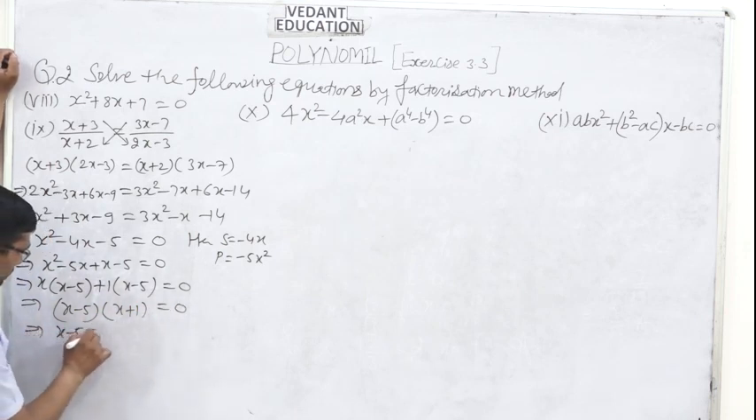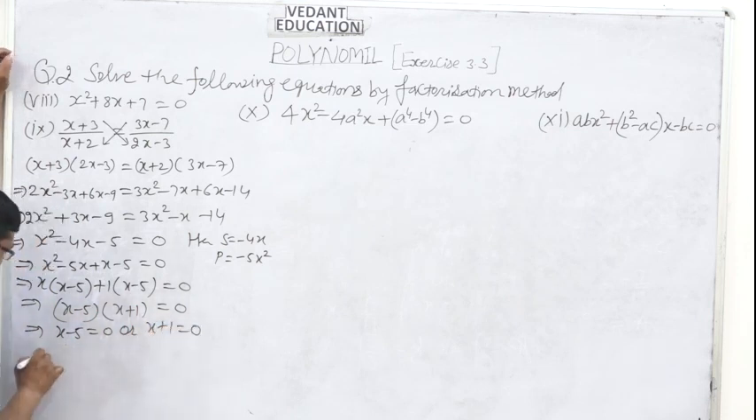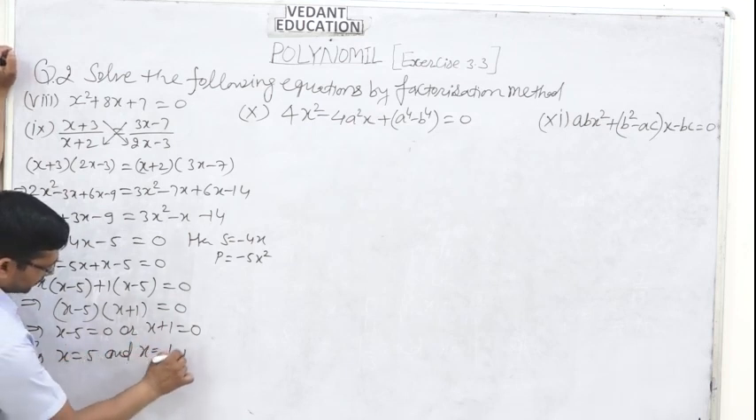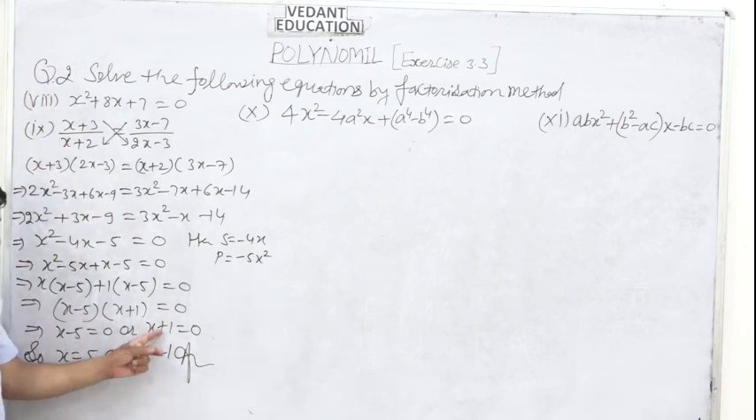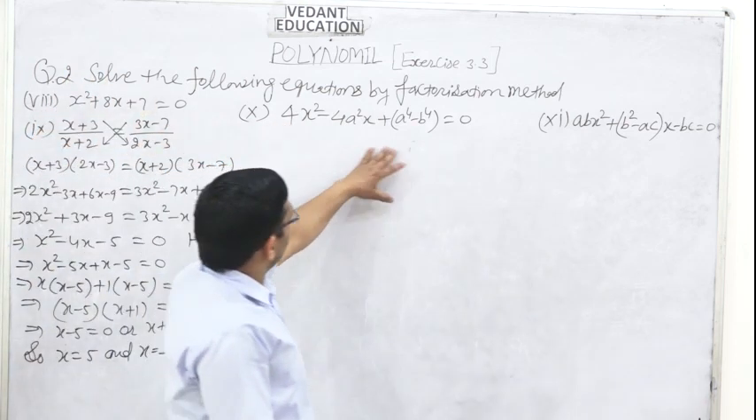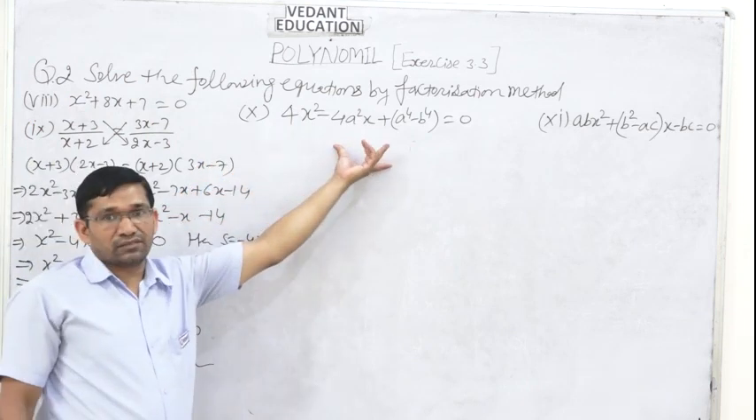That is x minus 5 is equal to 0 or x plus 1 is equal to 0. So x is equal to 5 and x is equal to minus 1 are the roots of the given equation. x is equal to 5 and x is equal to minus 1 are the solutions of this equation. Clear? Now next, part 10th. Part 10th is a very important part.